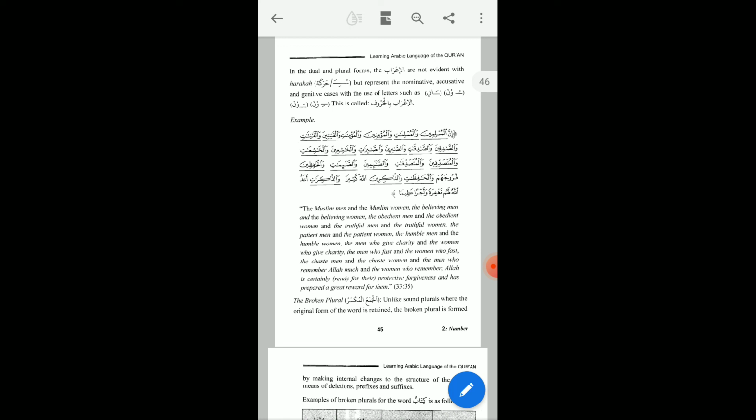A'addallahu lahum maghfiratan wa ajran azima. A'adda, Allah has prepared lahum, for them, maghfiratan, forgiveness, and what? Wa ajran azima, and a great reward. These all are objects and carry double fatha. It means these are objects.